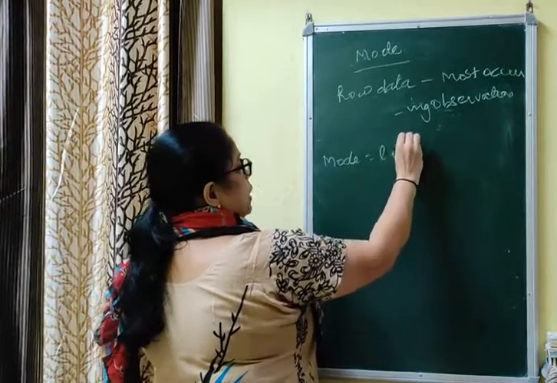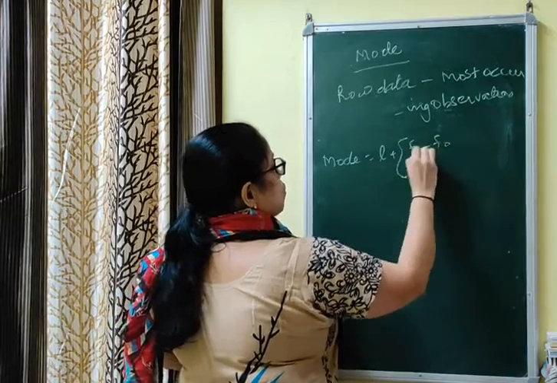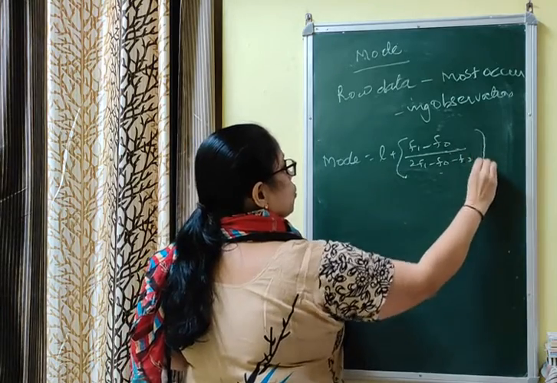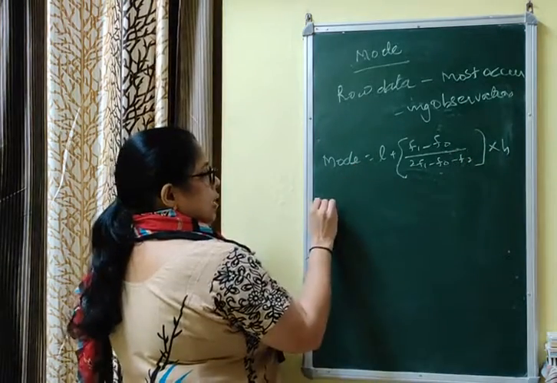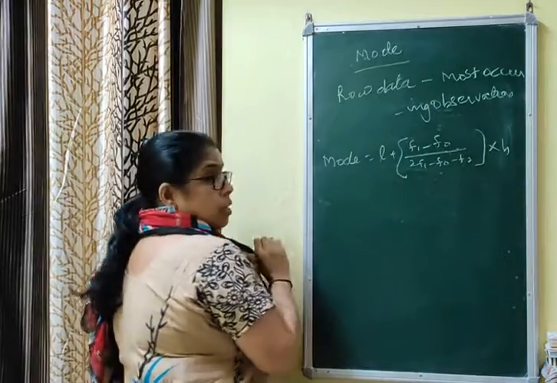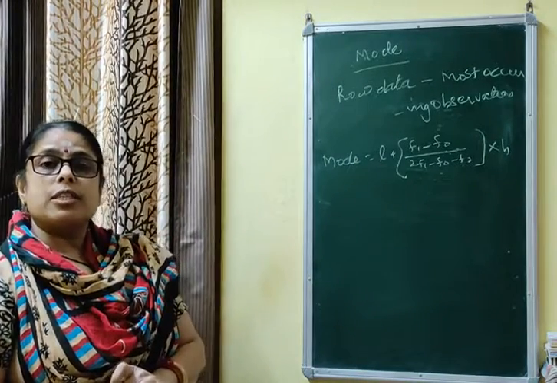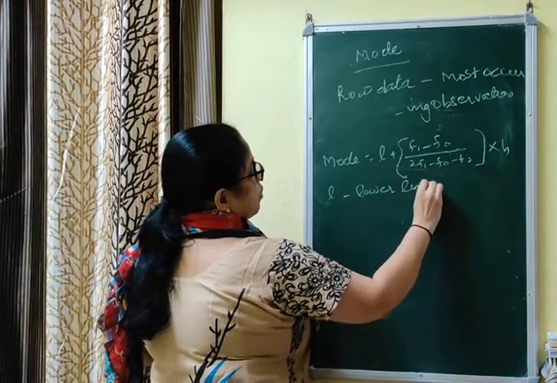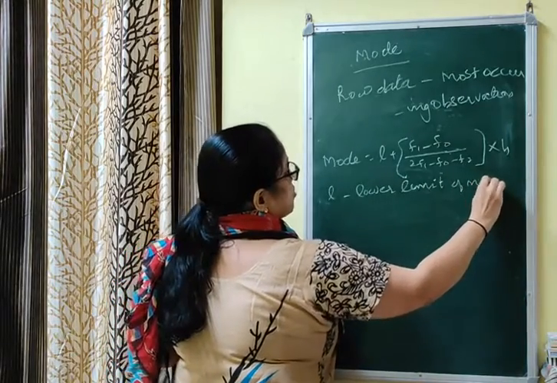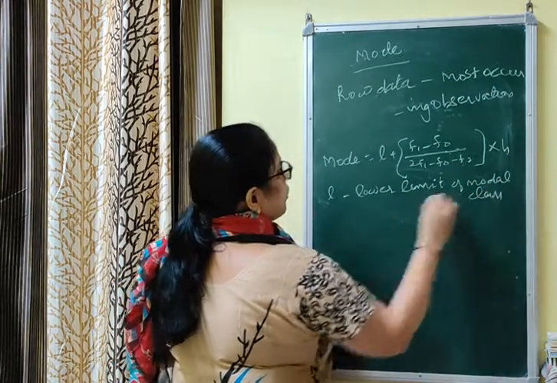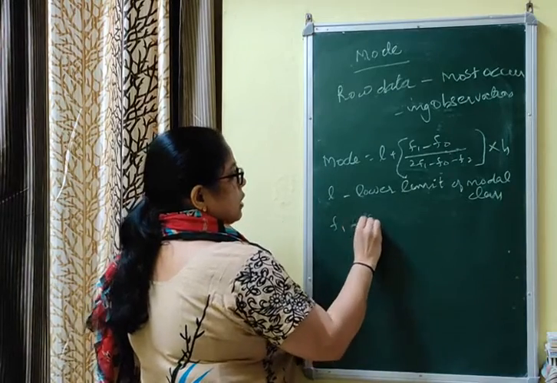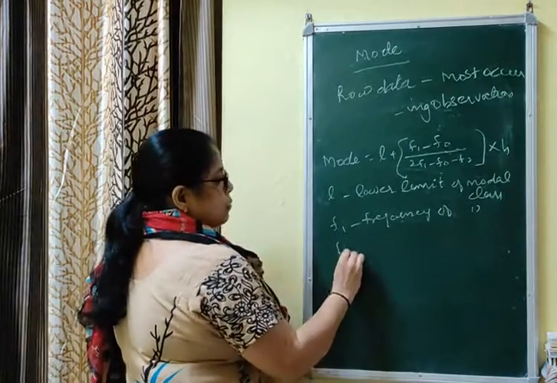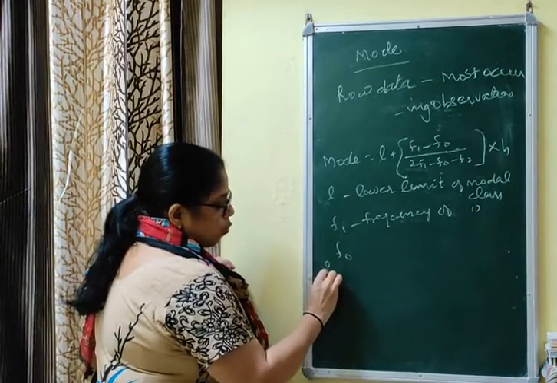Mode equal to L plus f1 minus f0 upon 2f1 minus f0 minus f2, into h. Now what is L? First of all, you have to find the modal class. Modal class is that class whose frequency is the highest one. Now L is the lower limit of the modal class. Now f1 is the frequency of the modal class. And f0, as you arrange the numbers 0, 1, 2 comes.